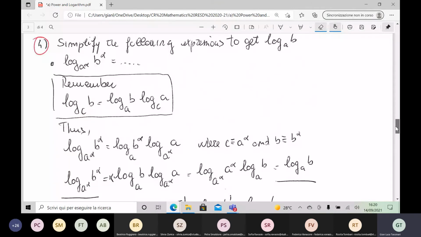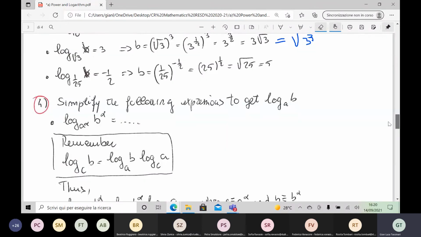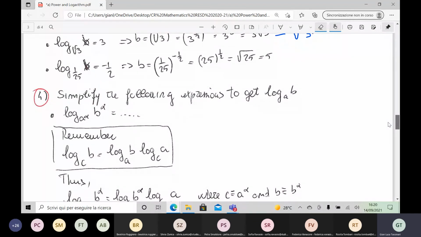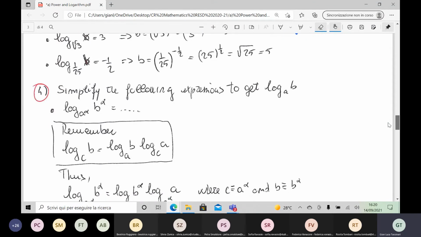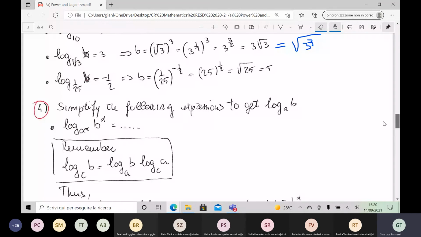Now, point 4, well, nothing. We will not do this exercise. I'll skip this exercise for you. If you want, guys, at home, only if you want. If you don't want, who cares? Here there are all the solutions with all the steps, so you can do them if you want. Here I simply simplify the following expression to get the logarithm with base a of b. So you have to show that the logarithm of this formula is equivalent to this one. But here I told you the formula I used and I showed you all the steps.